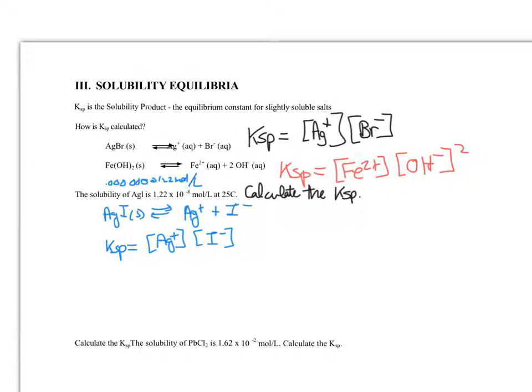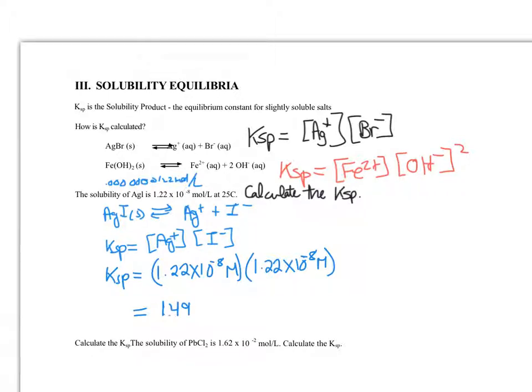So Ksp is going to be 1.22 times 10 to the negative 8th molar, that's the concentration of my Ag+, times 1.22 times 10 to the negative 8th molar, that's the concentration of my iodide. Multiply those together, and we end up with 1.49 times 10 to the negative 16th. That is a really, really small number.